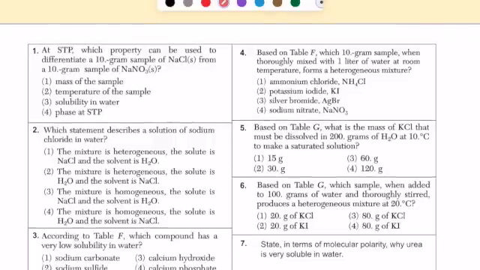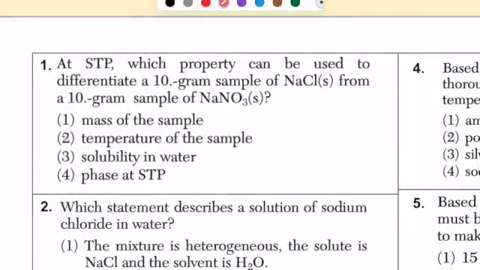So at STP, which property can be used to differentiate a 10-gram sample of sodium chloride from a 10-gram sample of sodium nitrate? So the options are the mass of the sample, mass is the same, so that's not your option. Temperature of the sample, they're both at STP. Solubility, question doesn't say anything about solubility and they are different substances, so probably yes. Phase is the same, so not that, so it's the solubility.